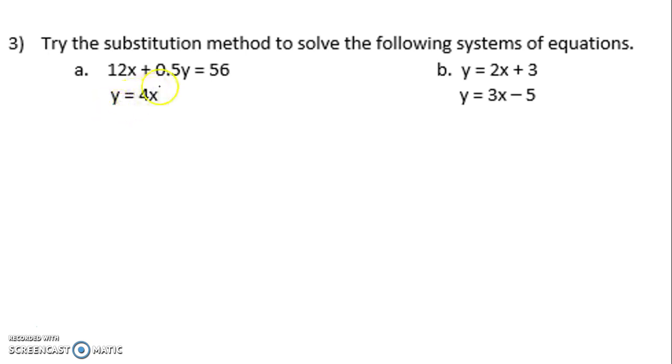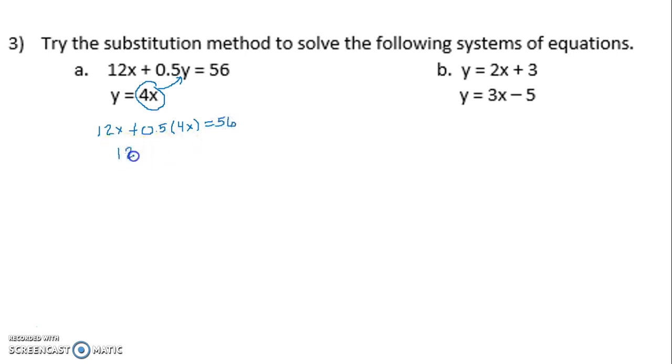So I know y is equal to 4x, so I can take this 4x and I can substitute it into the other equation where the y is. That will give me 12x plus 0.5y, but instead of y, I'm going to put in that 4x, that's the substitution, equals 56. Now I just have to do the math or the algebra.